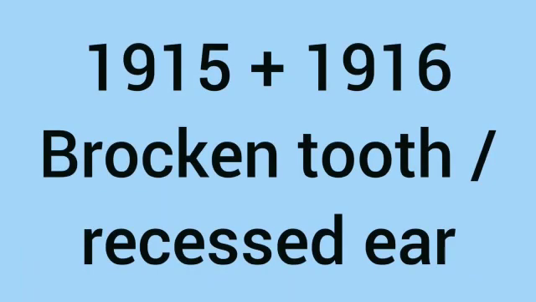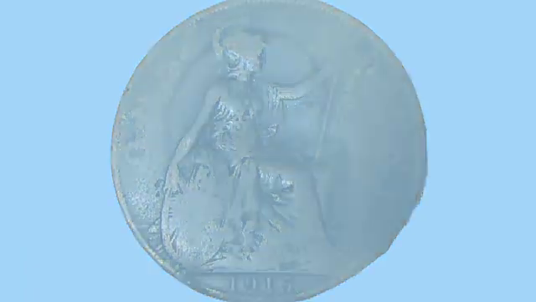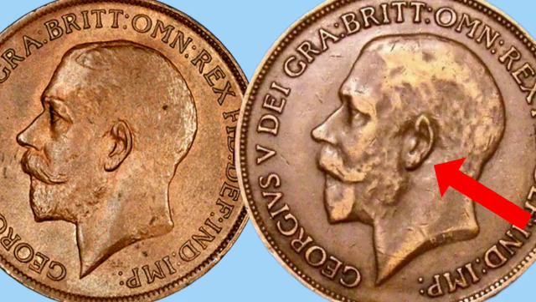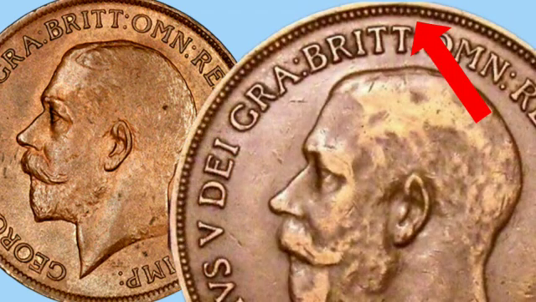Speaking of rarer variants, next up is the 1915 and 16 broken tooth recessed ear variant. Now this is ghosting on a coin. You can see the king's portrait from the other side, where you're not meant to. To help combat this, they recessed the ear. Notice on the left, the normal portrait, and on the right, the recessed ear. You can see it's been recessed into the coin to help stop ghosting. Also, on these coins, one of the top teeth is broken. Every broken tooth error has the recessed ear, and every recessed ear error has the broken tooth.